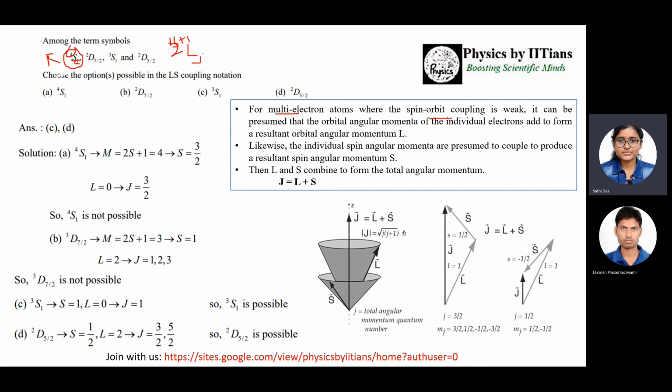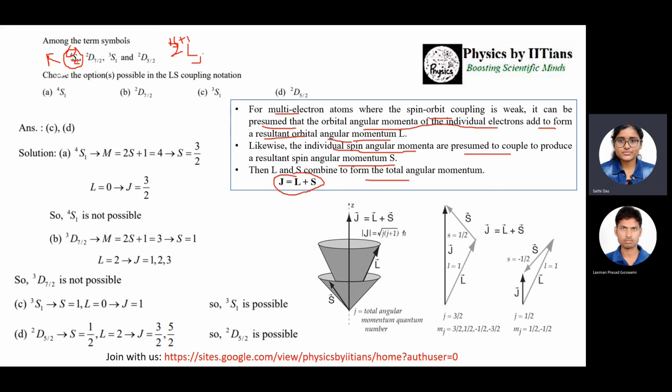But we can presume that the orbital angular momenta of the individual electrons add with each other and form a resultant orbital angular momentum, capital L. Similarly, the individual spin angular momenta S1, S2, S3, suppose, also couple with each other and make a resultant spin angular momentum, capital S. Now this resultant orbital angular momentum and spin angular momentum form the total angular momentum, that is J, which is L plus S.